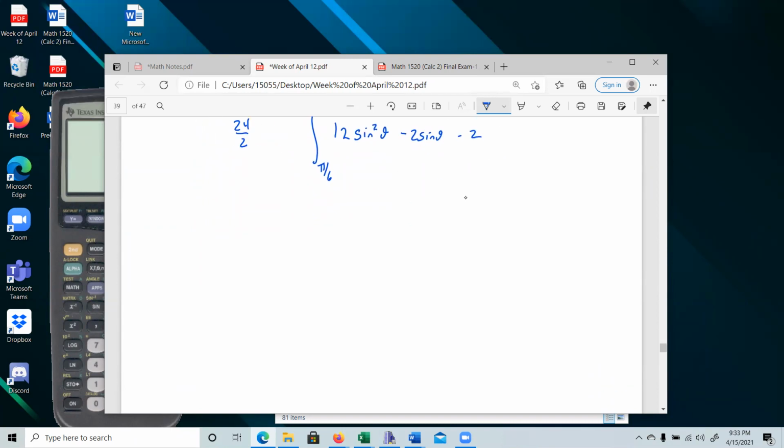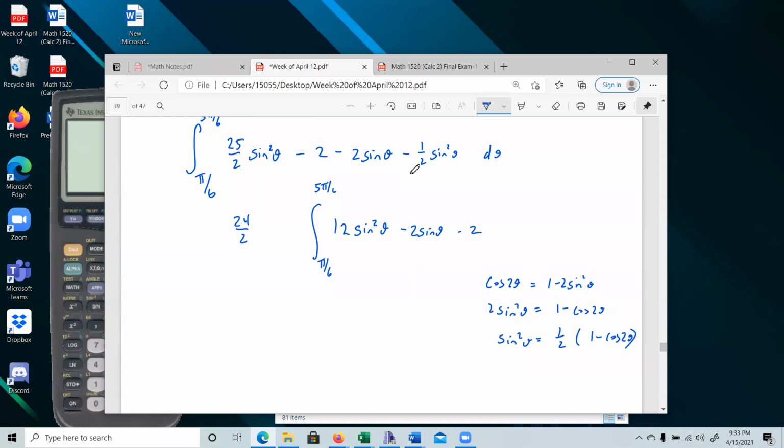Okay, but that's not too bad, right? Cosine 2 theta is equal to 1 minus 2 sine squared theta. So 2 sine squared theta is equal to 1 minus cosine 2 theta, and sine squared theta is equal to 1/2 times 1 minus cosine 2 theta. Okay, that's not so bad. I take that back. Not a terrible person yet.